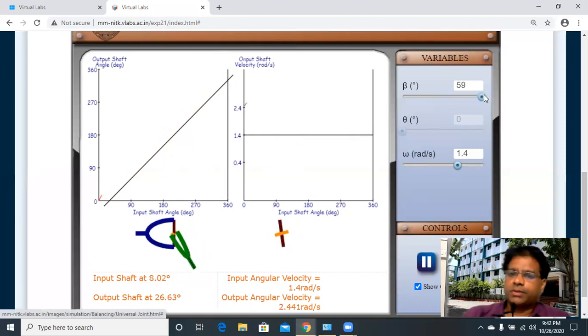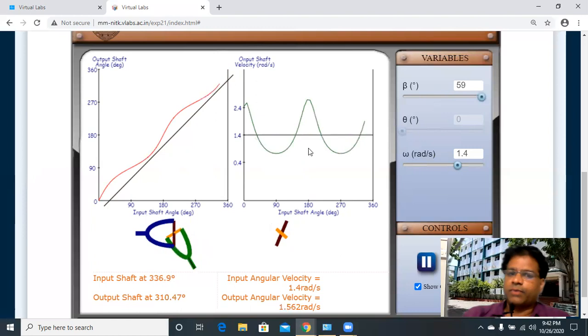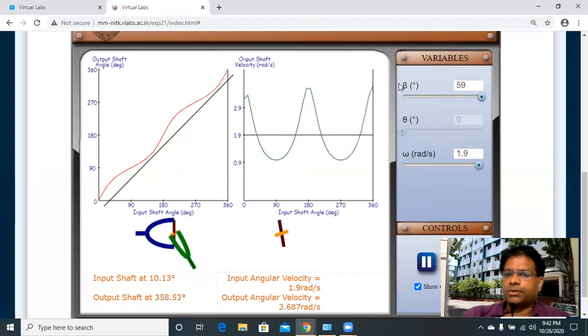If I take this to extreme values, say 59 degrees, we can see that there is a large amount of variation in the angular velocity of the output shaft, while the angular velocity of the input shaft remains the same. Like this, whenever we are using shafts which are not along the same axis, at that time we'll be using the universal joint.